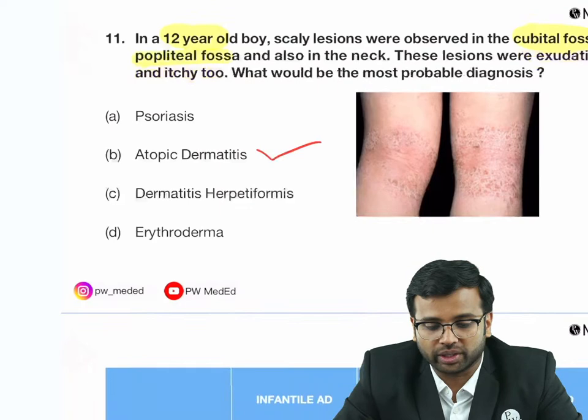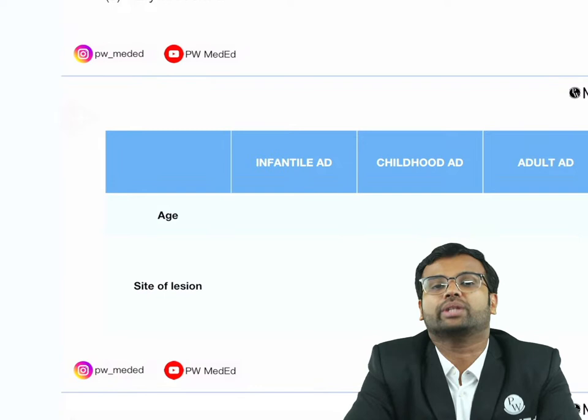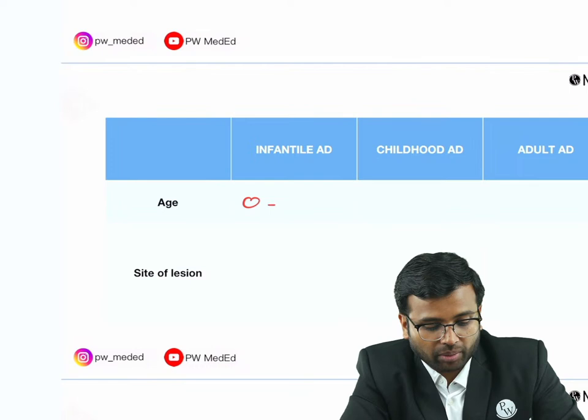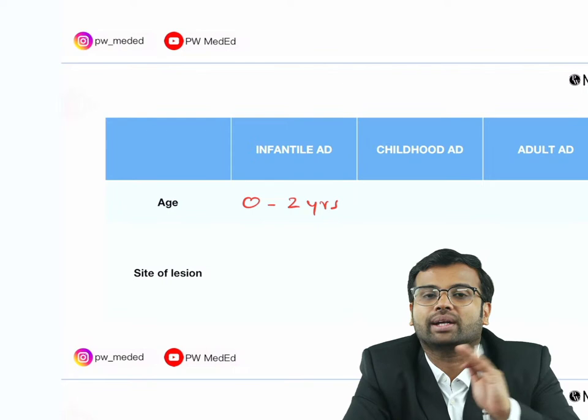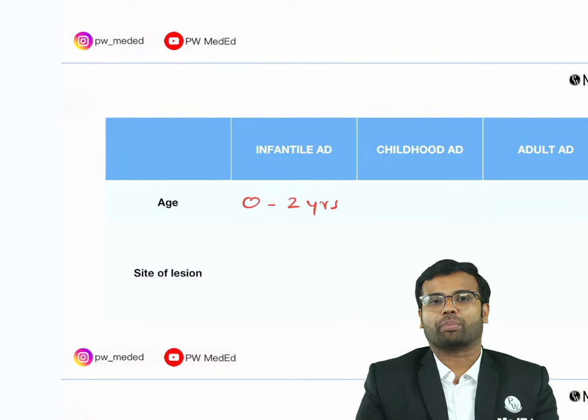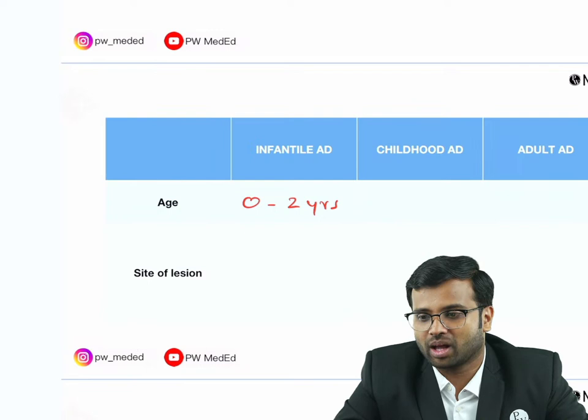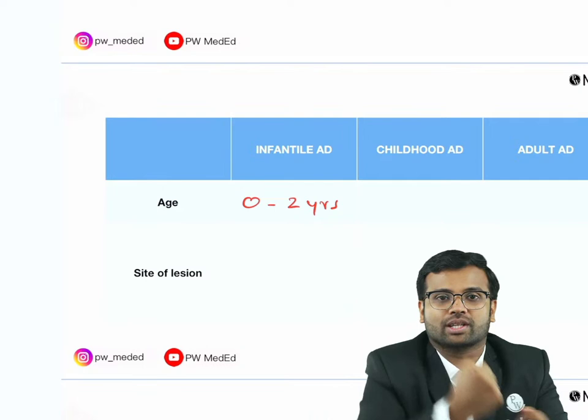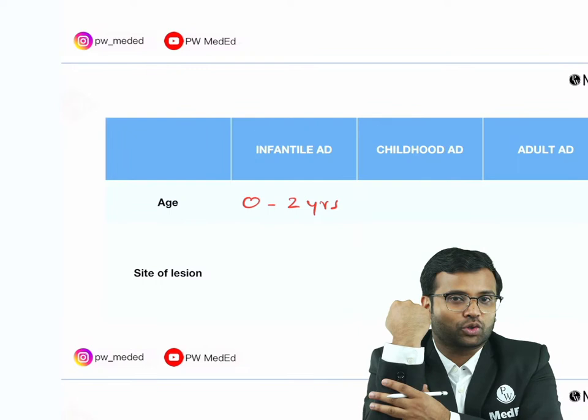Now let's try to understand the basic differences according to the age of the patient. Suppose the age of the patient is from birth to 2 years, where do you find this rash in infantile AD? Like, we have a 6 months old child who is having atopic dermatitis. Where can you see the lesions in an atopic child up to 2 years of age? Just try to remember that these are crawling infants. So when they are crawling, which part is going to be in touch with the environment? That is going to be the extensor surface.